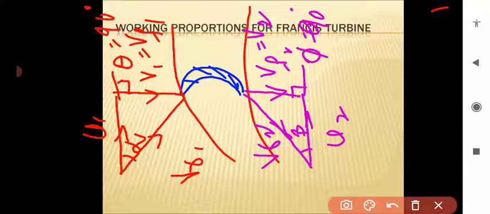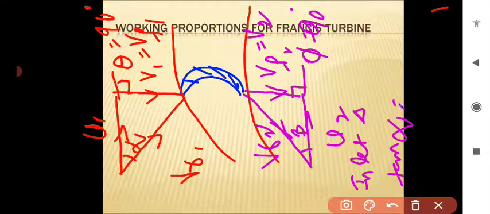Now from the inlet triangle, tan alpha is equal to Vf1 by u1. Substitute all the values in this equation.